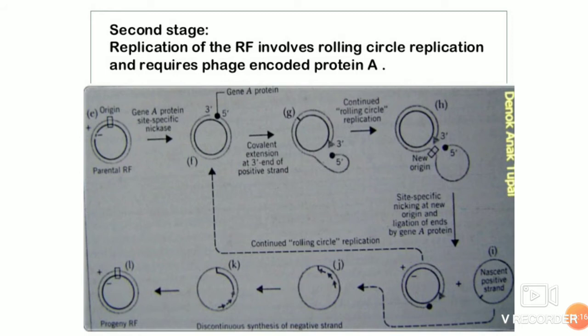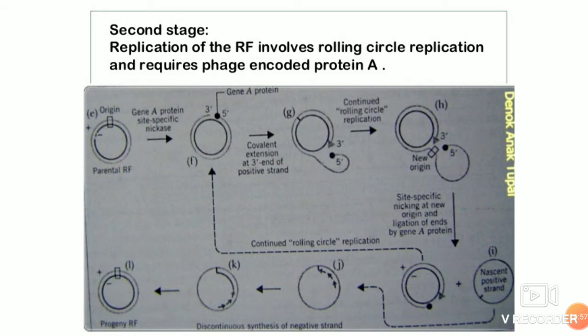So the replicative form, once it is completely synthesized and ligated, the origin is recognized by the gene A product, which is also a nickase. It binds to that region and forms a nick, and then you have displacement and covalent extension at the 3' end of the positive strand. This continues as the rolling circle model, but once it reaches the same point, that is the origin, there is site specific nicking at the new origin and ligation of both ends by the gene A product.